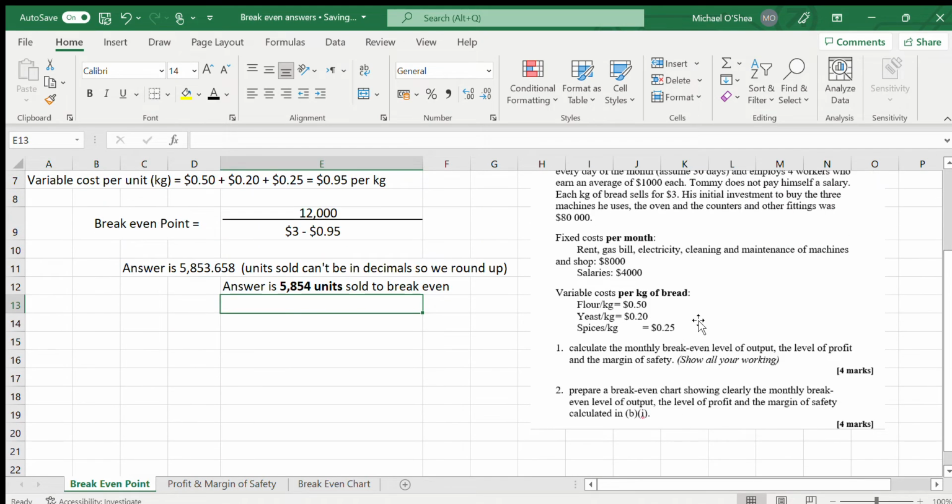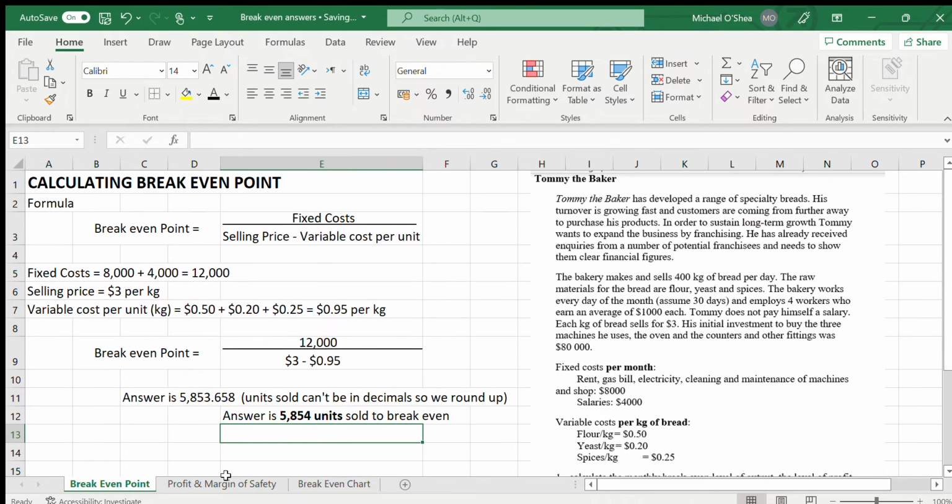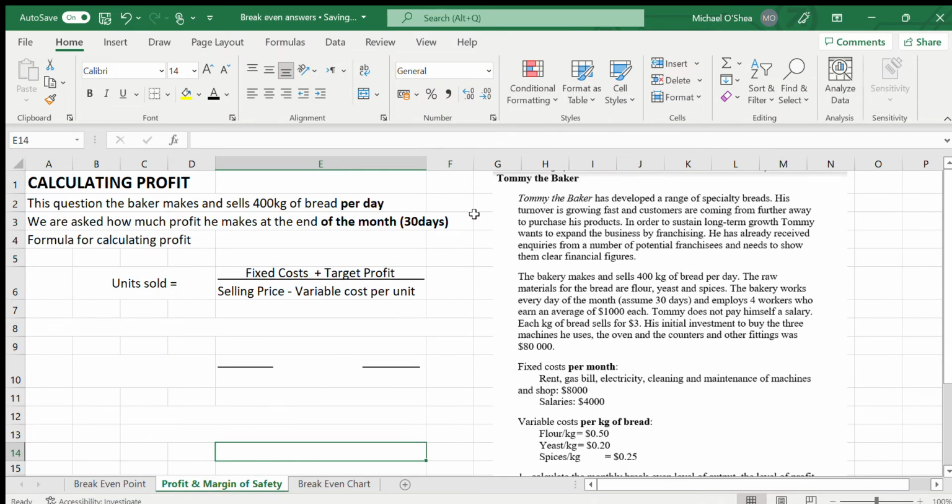The second part is we're asked to get the level of profit and the margin of safety. So how much profit are they making and the margin of safety at their sales. So how do we work that out? Again, as I said, we'll go through this bit by bit as we need to because there's a lot of information here. We can see here, this is just basic discussion at the top. But after that it says the baker makes and sells 400 kg of bread per day. So 400 kg of bread per day.